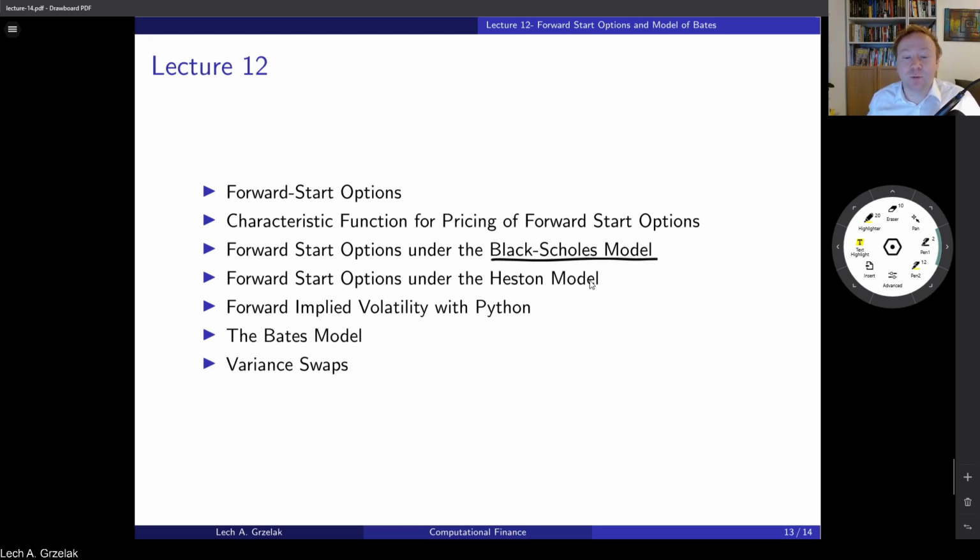And as an extension of the Black-Scholes and Heston models, we have also discussed the Bates model. So it is a model which includes additional jumps in the dynamics of the Heston model. In essence, and this is also practice, jumps are considered to be an independent element of the model.